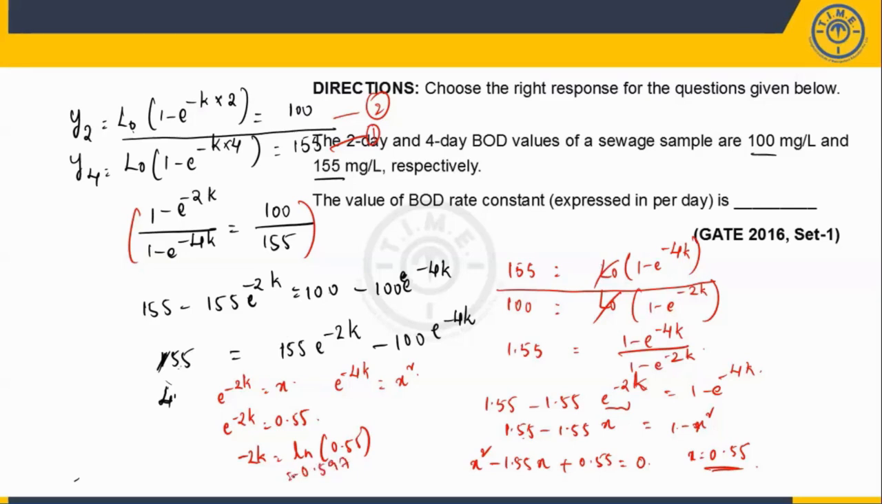5, 0.597. Okay, that is minus 2k. What is k then? Minus 0.298. See, minus and minus had cancelled. Yes, k is never minus. You do remember it, please. So the BOD rate constant is 0.298 per day. Is it? Yes, sir. Okay. Let's move to the next question.